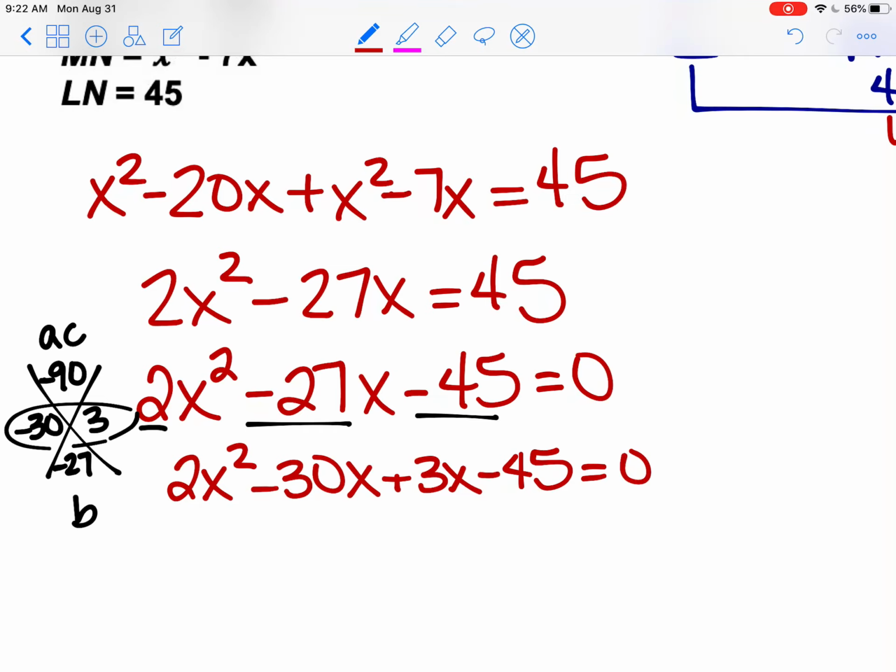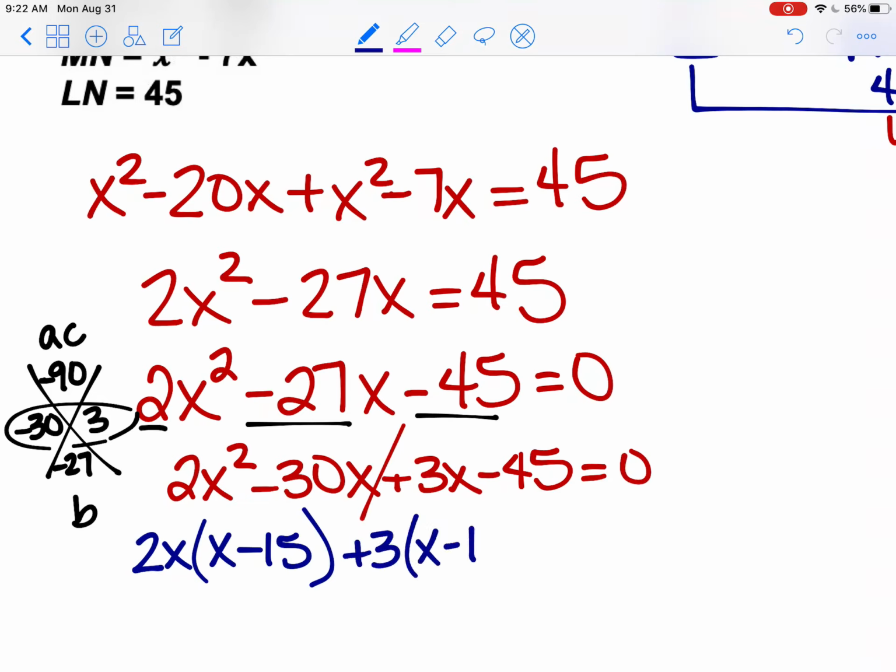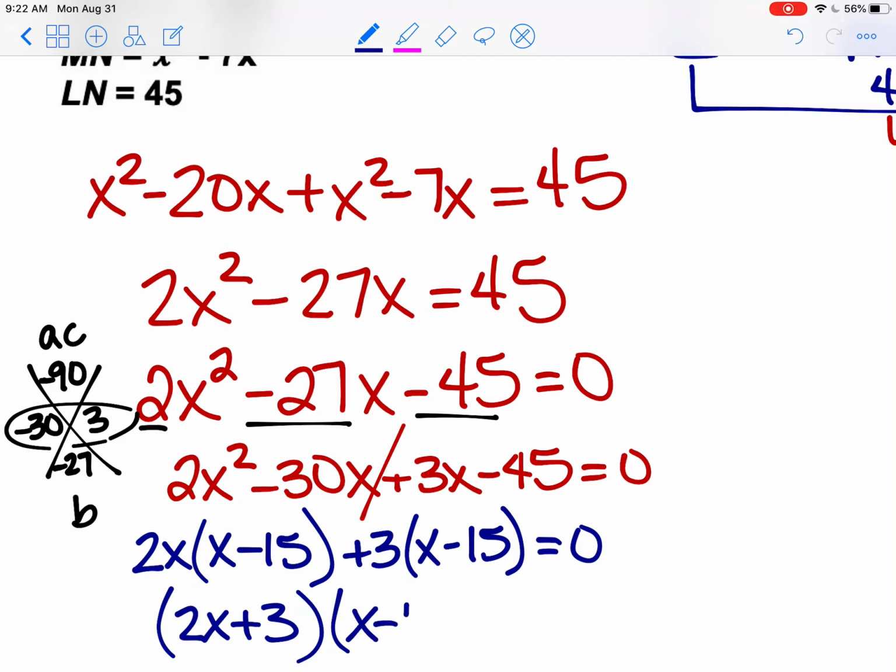So let's split this in half and take out our GCF. Our GCF between 2x squared and negative 30x, we can take a 2 out of both those numbers and an x, and we're left with x minus 15. Looking at the other side with 3x and a negative 45, the biggest number we can take out is the 3, and we're left with x minus 15. That's good. We got x minus 15 in both sets of parentheses. That's what we always want. And now let's combine our GCFs together. So 2x plus 3 and x minus 15.